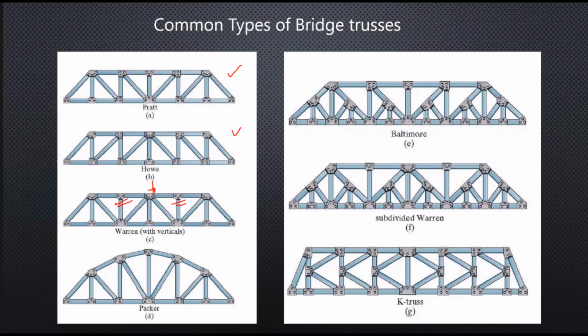So there are different types like Baltimore, subdivided Warren, catenary. Please question the validity of providing each member. It is not like Rangoli, correct?